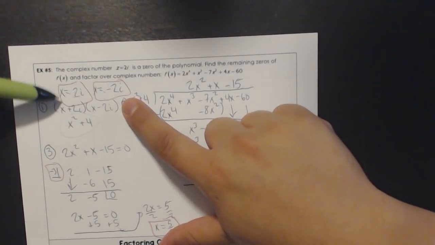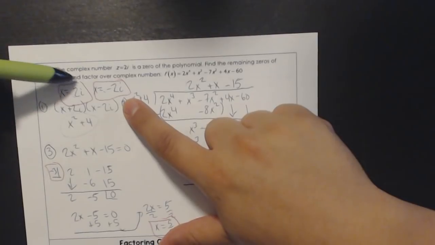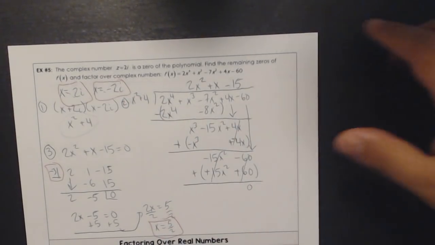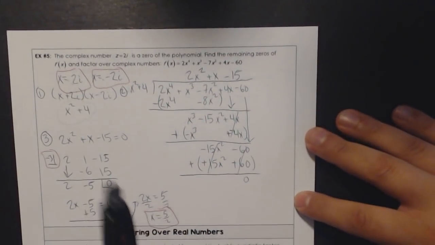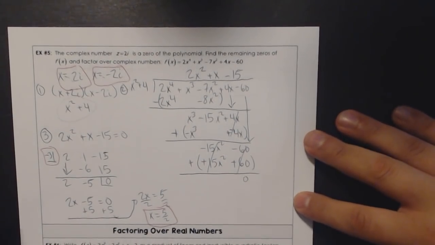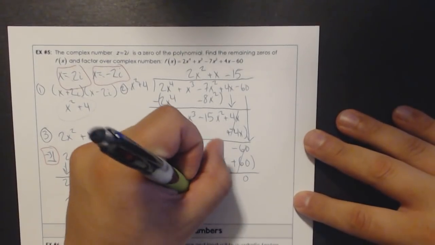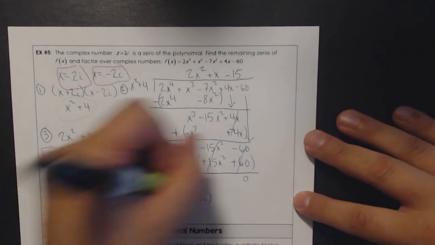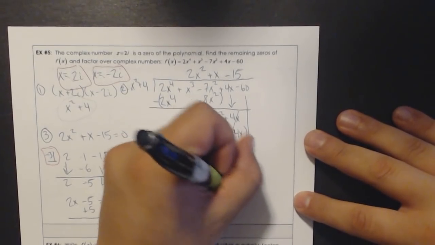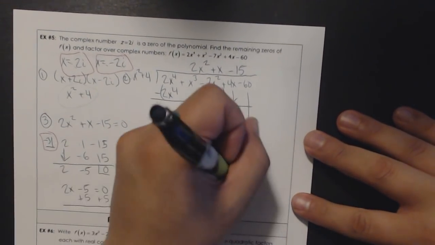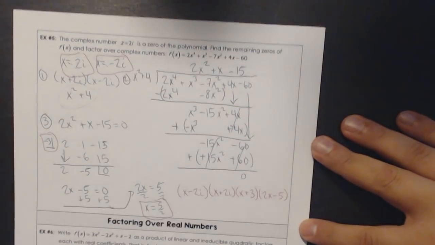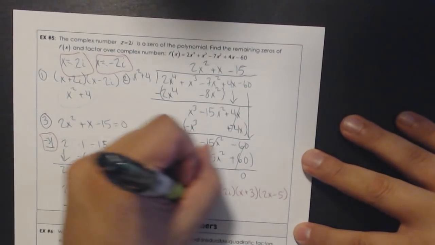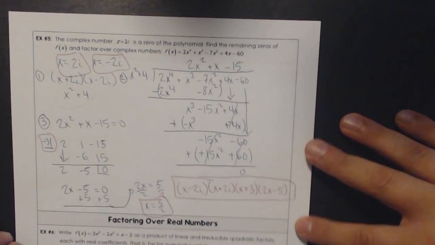And it says find the remaining zeros of f of x and factor over the complex numbers. So we just need to write out all the zeros into factored form. So we know that our final answer is going to be x minus 2i times x plus 2i times x plus 3 times 2x minus 5. And with that, we have found all the factors of this f of x, and f of x has now been factored.